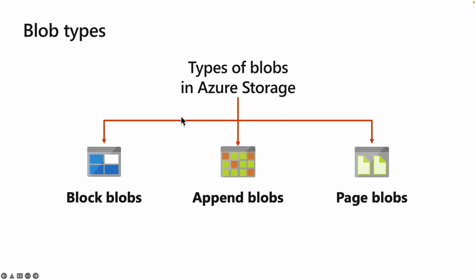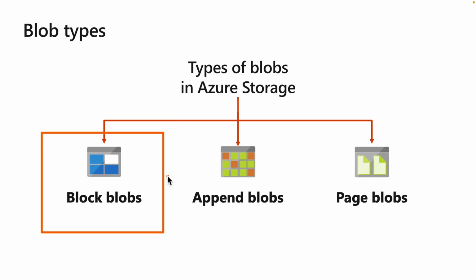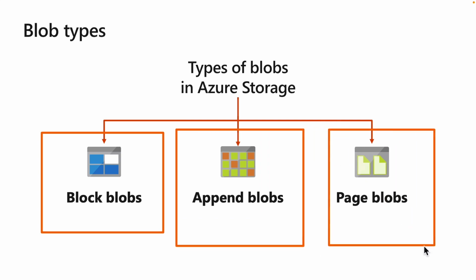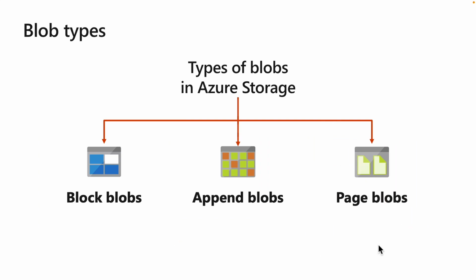Now let us learn about the blob types. Azure Storage supports three types of blobs: block blobs, append blobs, and page blobs. Each blob type is designed to handle a specific type of object in storage.